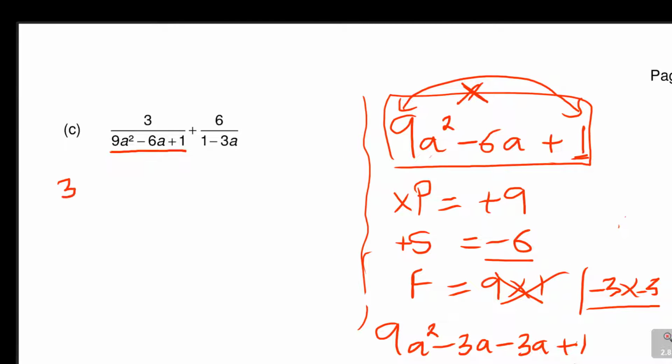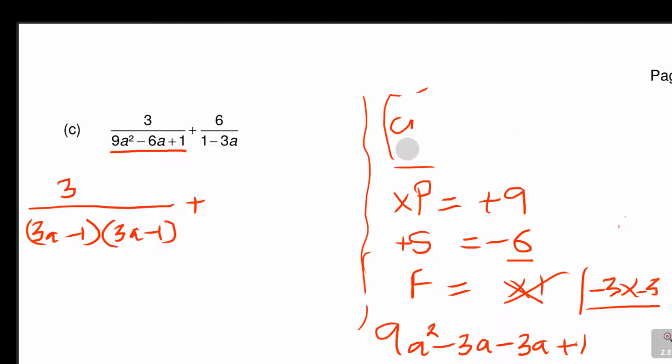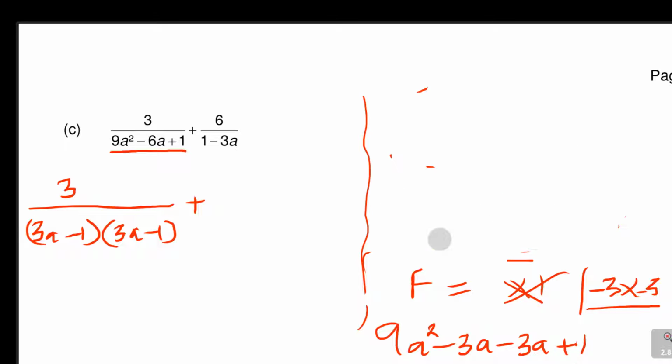So it will be 3 over 3a minus 1, 3a minus 1. I know you'll be tempted to say, can't I write 3a minus 1 squared? No, leave it like that for now. And then plus, look. Remember, I don't want to waste time here. I'm just quickly revising. Look what they wanted to trick you on.